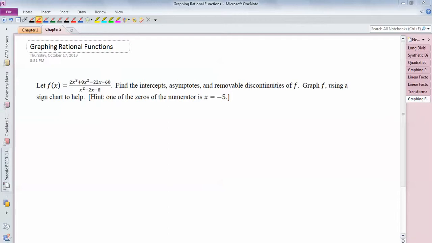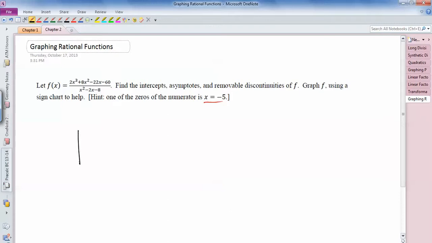In the problem, I give you this nasty looking rational function, and you're supposed to end up graphing it by analyzing all these different things about it. I give you a hint to get started: one of the zeros for the numerator is x equals -5. The reason that's useful is it often helps to factor these as much as you can.